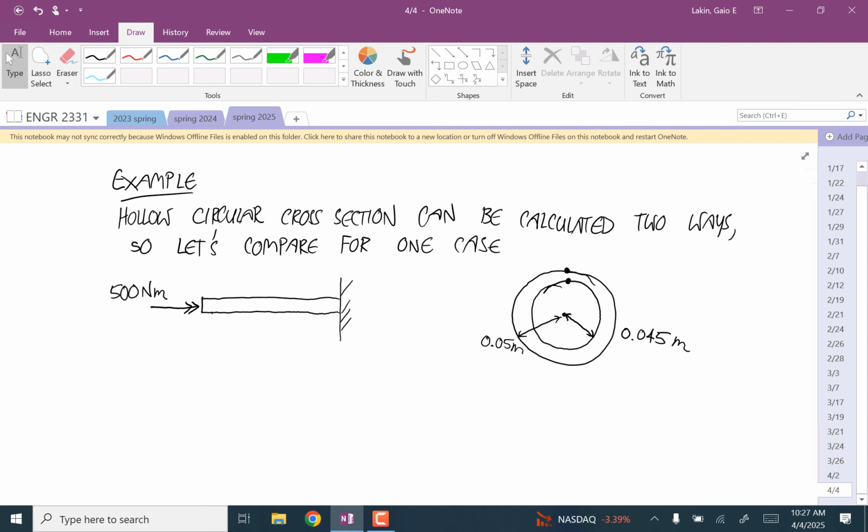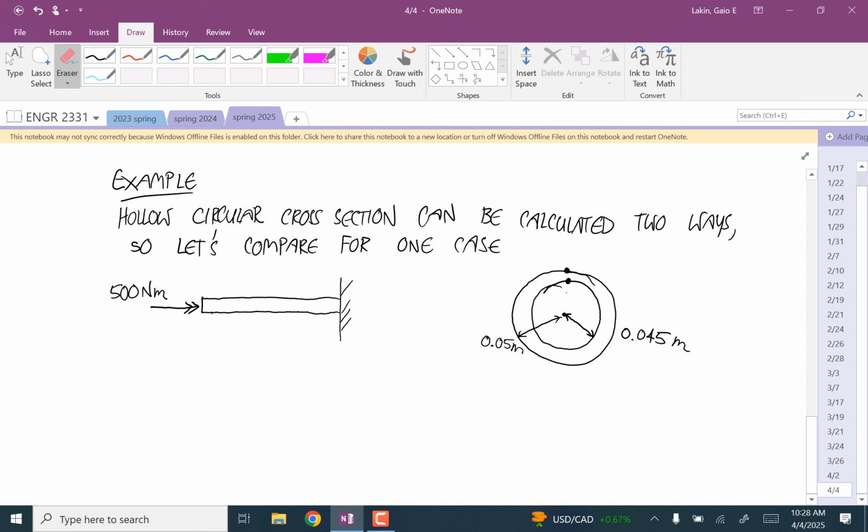Well, if we're using the thin-walled assumption, what do we know about the stresses at those two points? Equal. They're equal, yeah. They're going to be the same. And so what we're going to get when we use the circular cross-section approach is two values that are close to each other but not equal. Okay. So let's start with the circular approach.